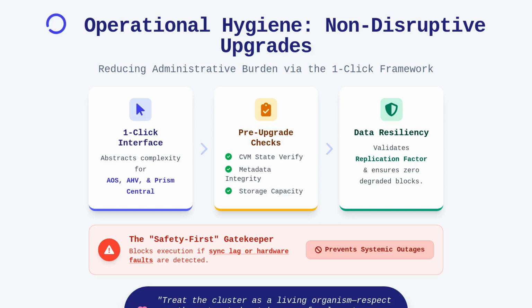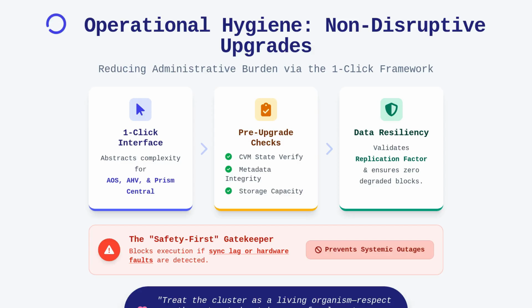Before initiating any upgrade, the system mandates a series of pre-upgrade health checks that verify the integrity of the cluster. These checks examine the controller virtual machine state, check for any ongoing metadata inconsistencies, and ensure that the storage pool has adequate space to handle potential temporary overhead. Data resiliency is the paramount concern here, so the system explicitly validates that your replication factor is satisfied and that no data blocks are in a degraded state.